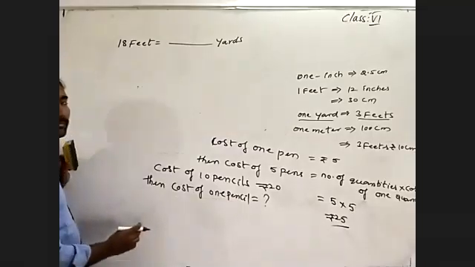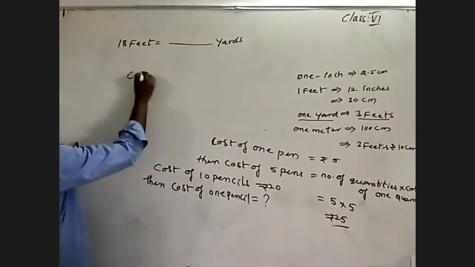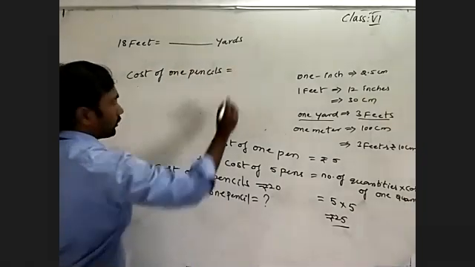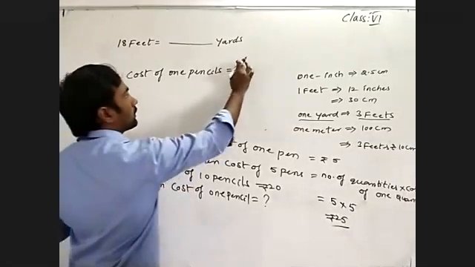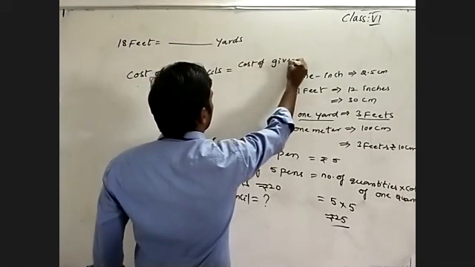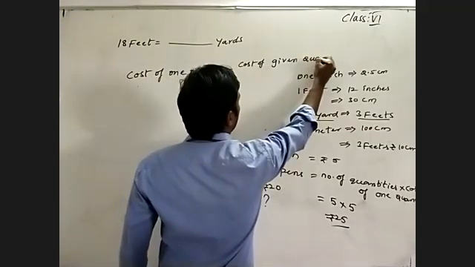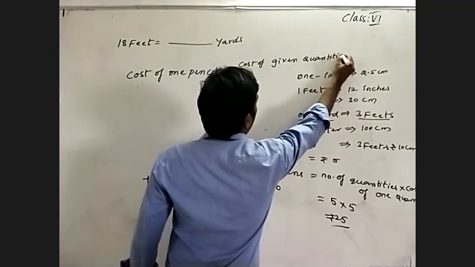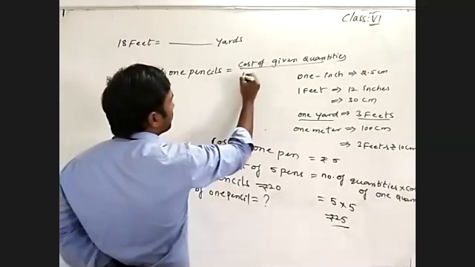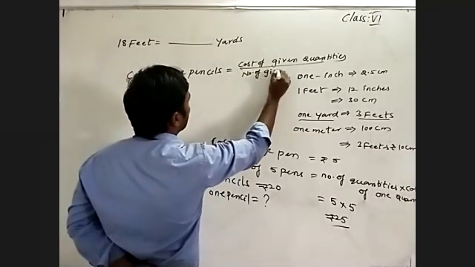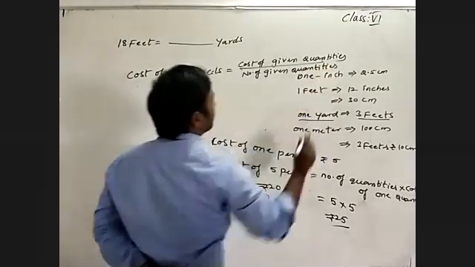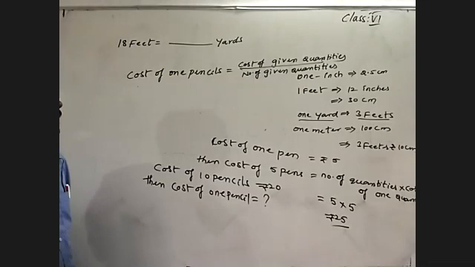of 1 pencil means cost of 1 pencil is equal to cost of given quantities by number of given quantities.